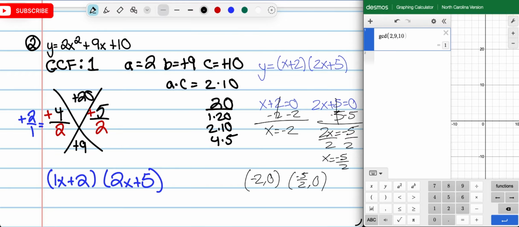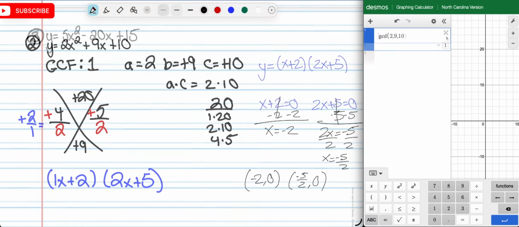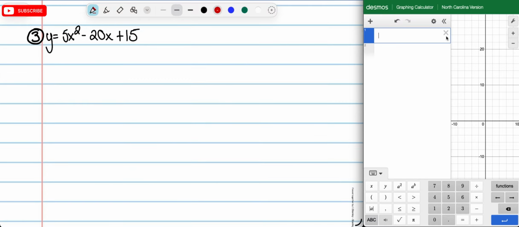Okay, now let's move to example 3. Example 3 gives us y equals 5x squared minus 20x plus 15. That means we have a regular quadratic, or polynomial, that follows the standard form, which is ax squared plus bx plus c. What that means is we have to fully factor it before we can find our x-intercepts.